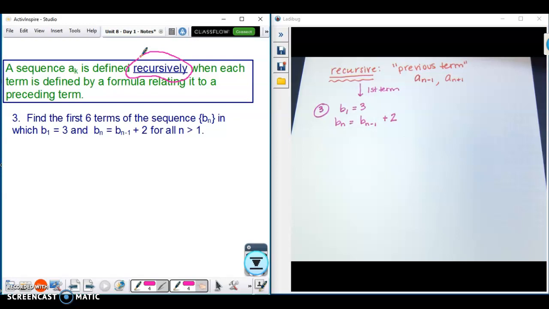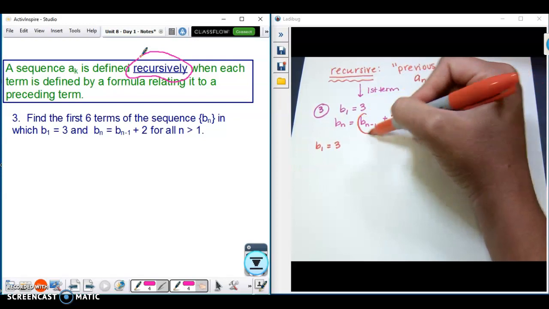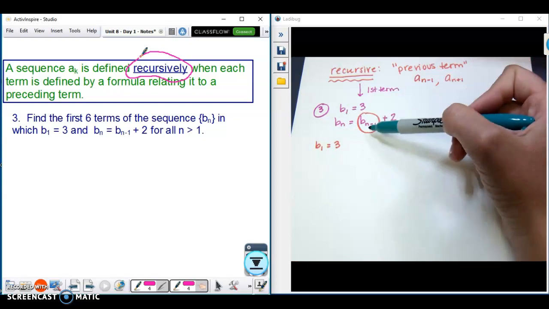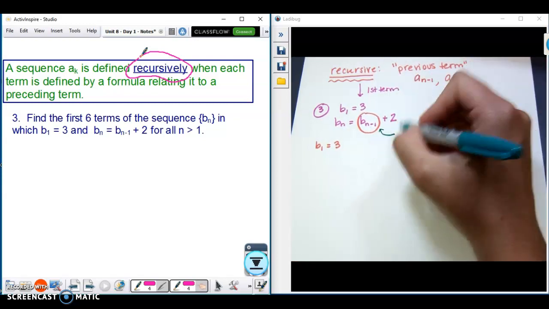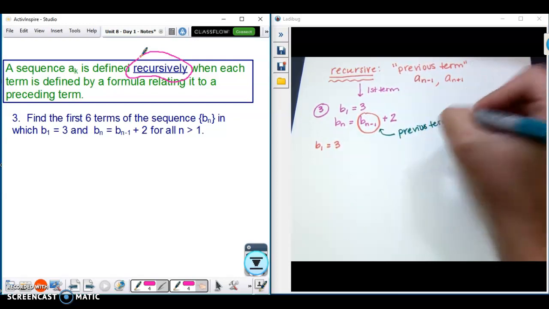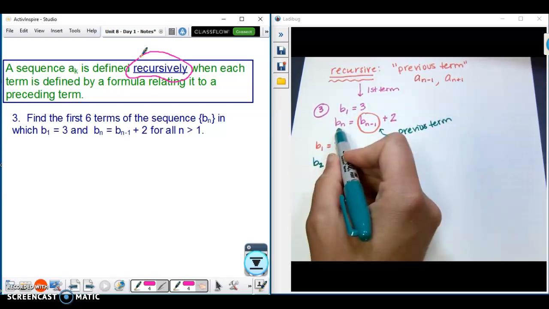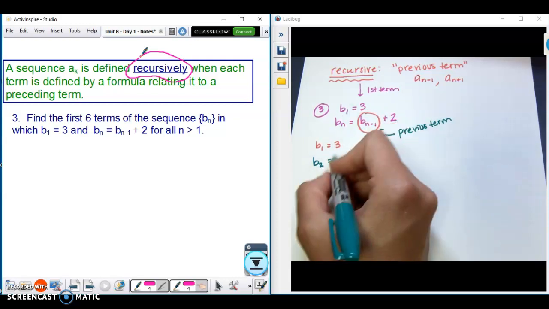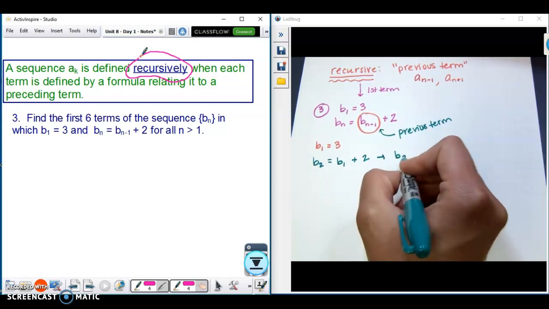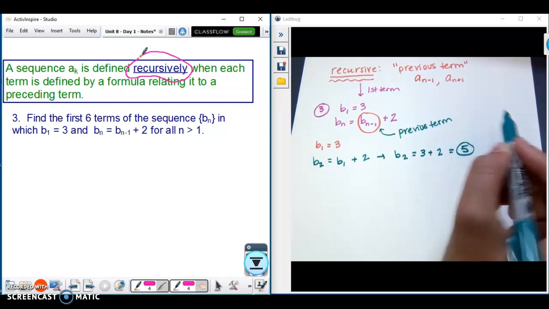We already know the first term is 3. So do you see how it says this b sub n minus 1 here? Because if this is b sub n and this is b sub n minus 1, this means that you're going to use the previous term. So let me show you how it's going to work. If I want to find b sub 2, if this is b sub 2, that's n, and this is b sub n minus 1, that's talking about b sub 1, and then we have plus 2. Well, we know that b sub 1 was 3, so 3 plus 2 means that this term is going to be 5.